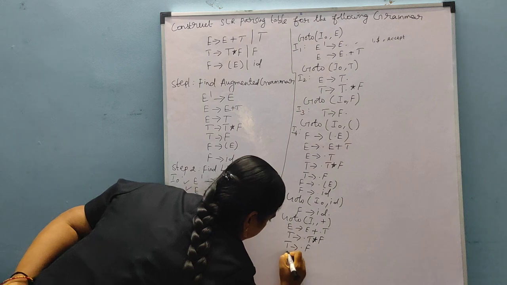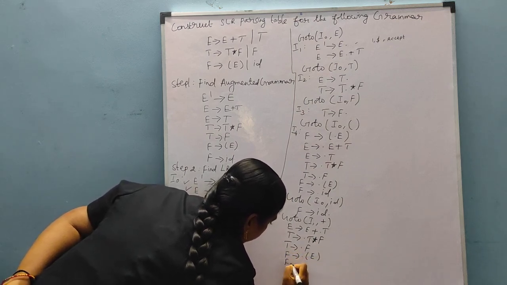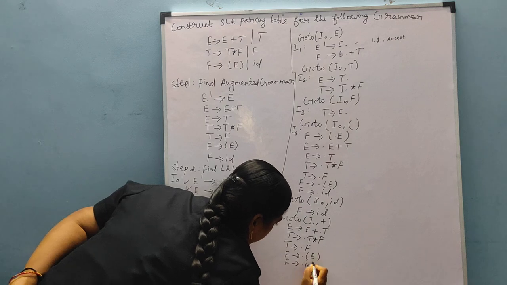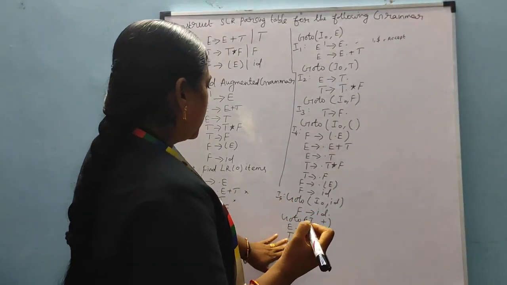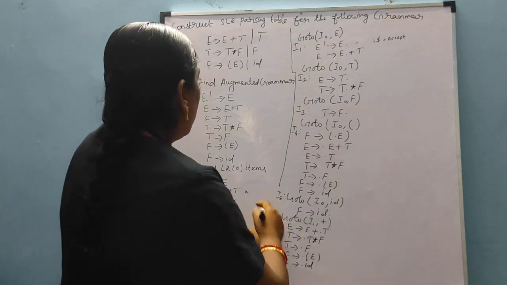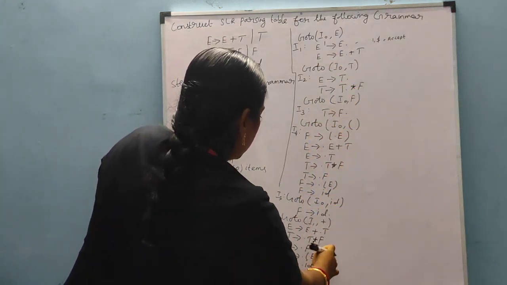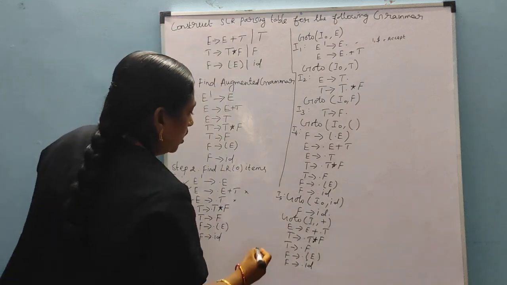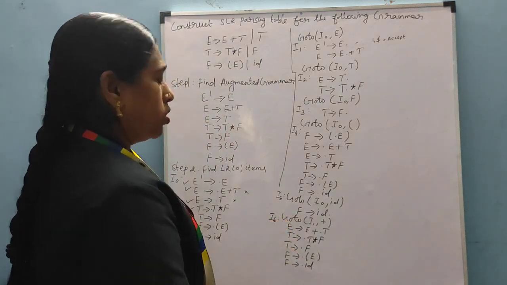Again for the F, F tends to dot open bracket E close bracket, F tends to dot ID. Okay, is this a new production or an existing one? Check from all the states. We have to check all the states. Yes, this is a new one. So you can make it the I6 state.